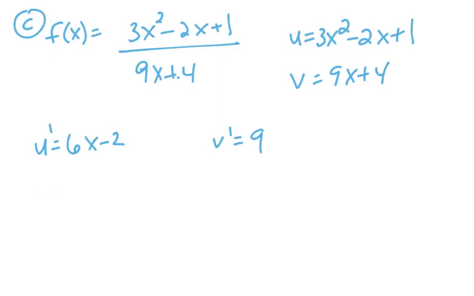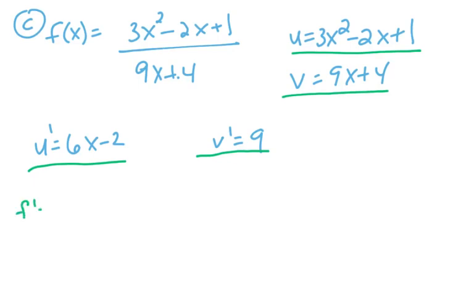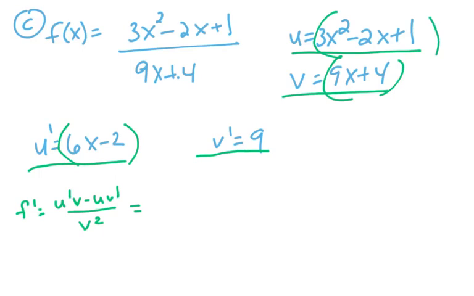So this was my u. This is my v. This is my u prime. This is my v prime. All right, now we're going to substitute this in the quotient rule. So the quotient rule says u prime v minus uv prime all over v squared. So let's substitute those in. Just make sure you put parentheses over anything more than one term.